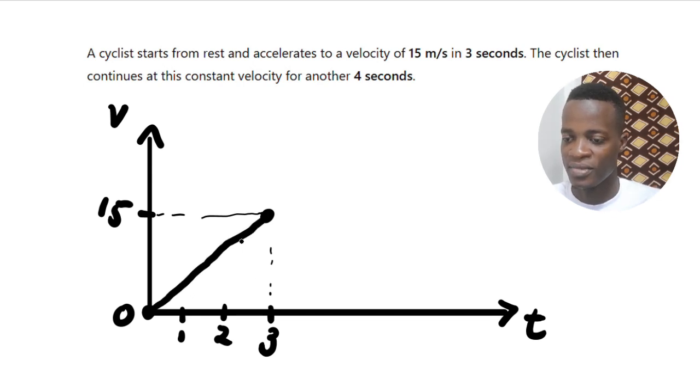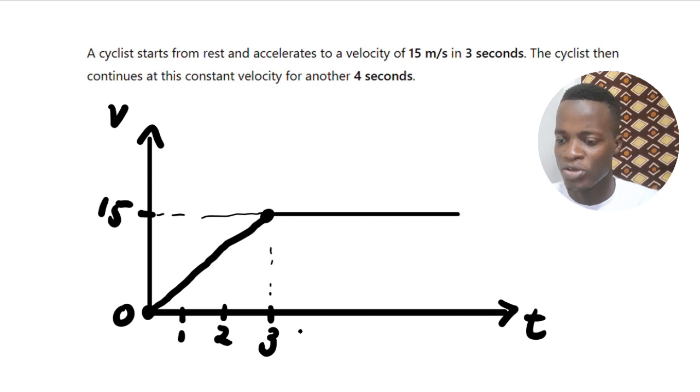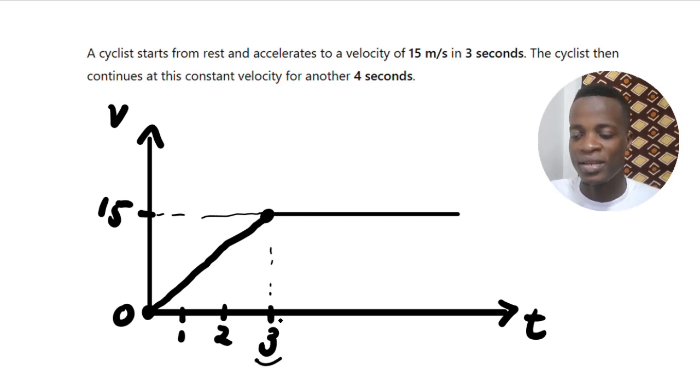That's the first thing. Then the cyclist continues at this constant velocity for another 4 seconds. Meaning that when we reach here, you don't have to start again, you continue from there. When it is constant, we are not changing the velocity, so we are going to stay at this point. So it's asking us for a horizontal line. But that horizontal line is happening for another 4 seconds. The first one happened in 3 seconds, and this constant one happens in another 4 seconds.